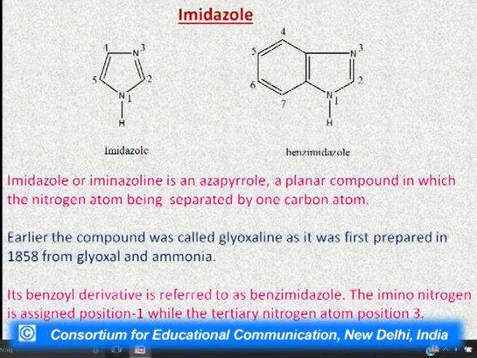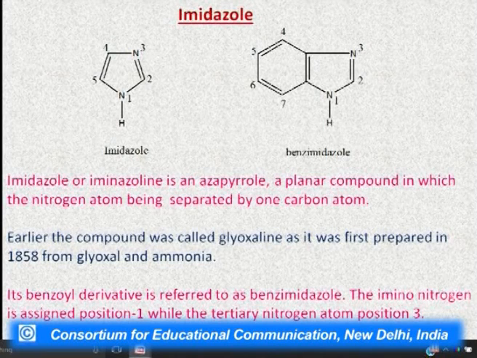Now, one of the individual members of azoles is imidazole. This is a type of 1,3 azole in which both heteroatoms are nitrogen. Imidazole or iminazole is an azapyrrole, a planar compound in which the nitrogen atoms are separated by one carbon atom. Earlier, this compound was called glyoxaline, as it was first prepared from glyoxal and ammonia in 1858. Its benzo derivative is called benzimidazole.